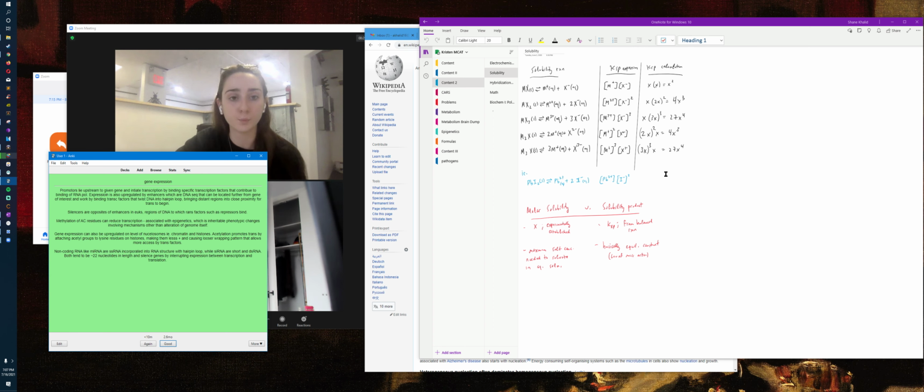Yeah. So there's molar solubility and there's solubility product. Solubility product you get from the balanced reaction equation, and it's basically just an equilibrium constant, just like you would use the law of mass action.